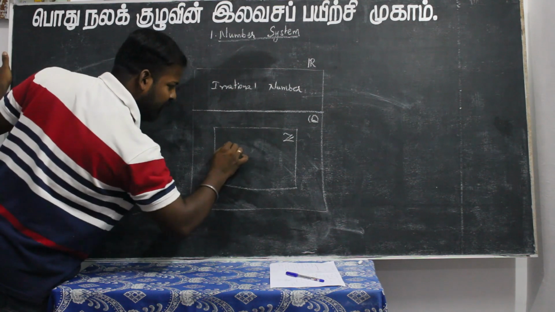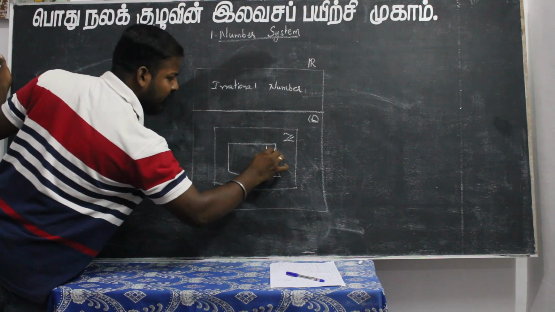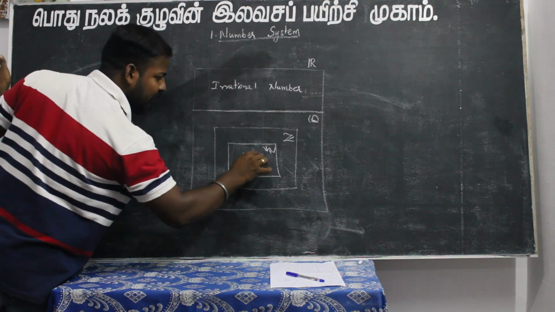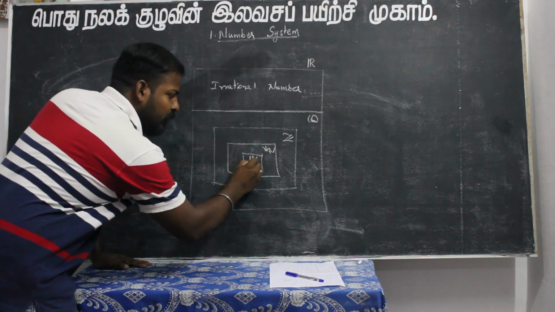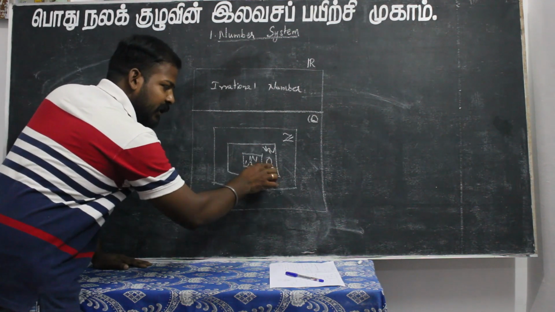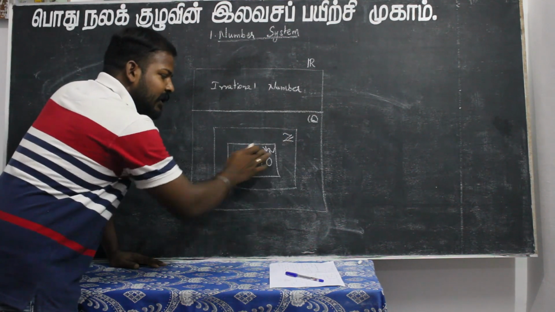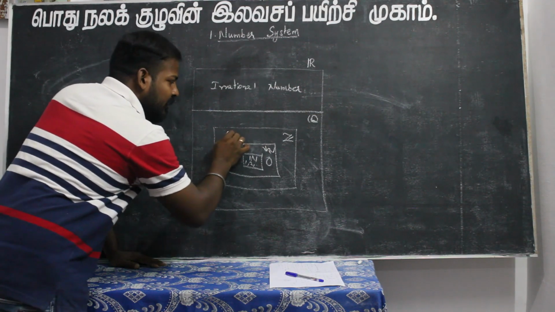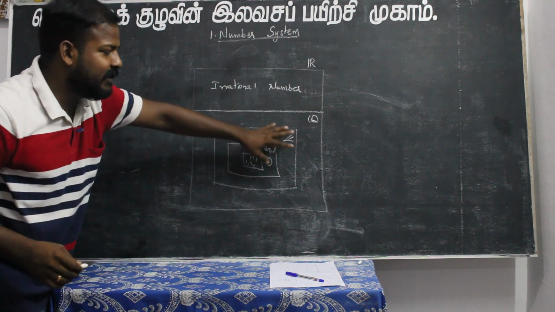Inside, what are you having? Another box, that is nothing but your whole numbers. Then inside you have another box, that is nothing but your natural numbers. Natural numbers start with 1, 2, 3 up to infinity. What about whole numbers? We have 0 plus 1, 2 up to infinity. What about Z? We have 1 to infinity, and additionally we have negative natural numbers, that is minus 1, minus 2, minus 3 up to infinity. So this is your integer.